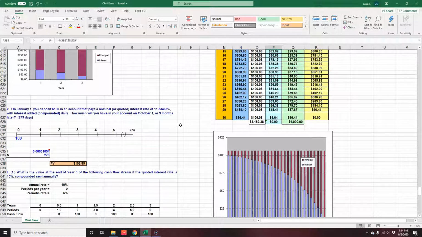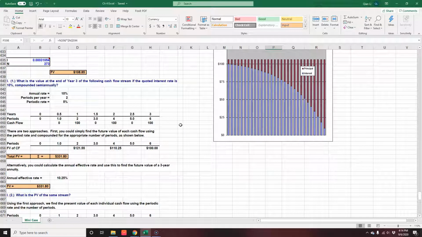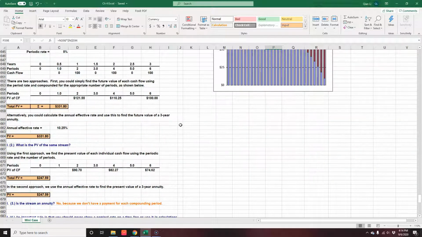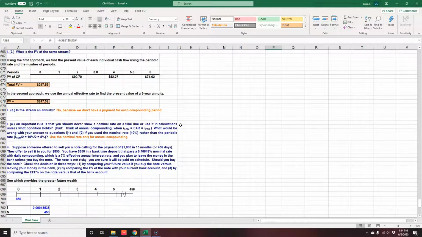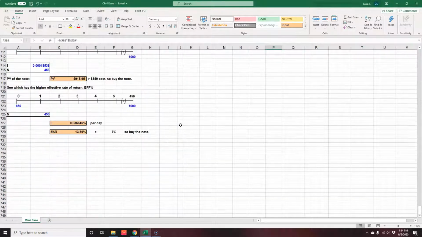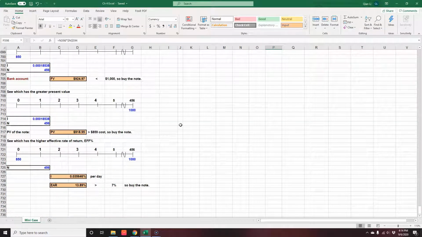Either way, if you are not very familiar with Excel now, this template is a good resource for you to practice and get familiar with all these functions. And you will definitely use a lot of these functions throughout this whole semester for the valuation, for the capital budgeting, for a lot of stuff that we need to do in finance.